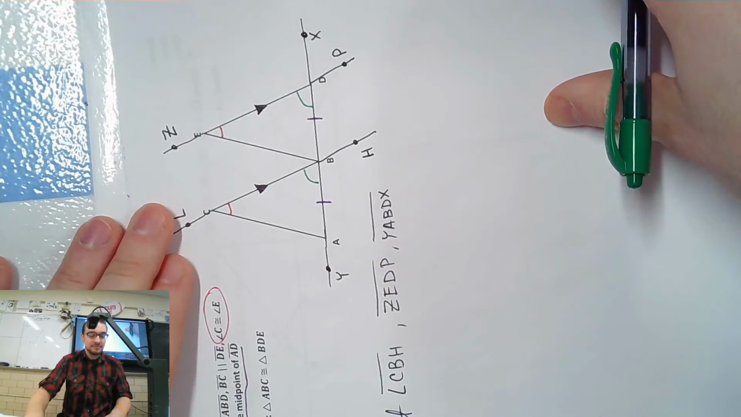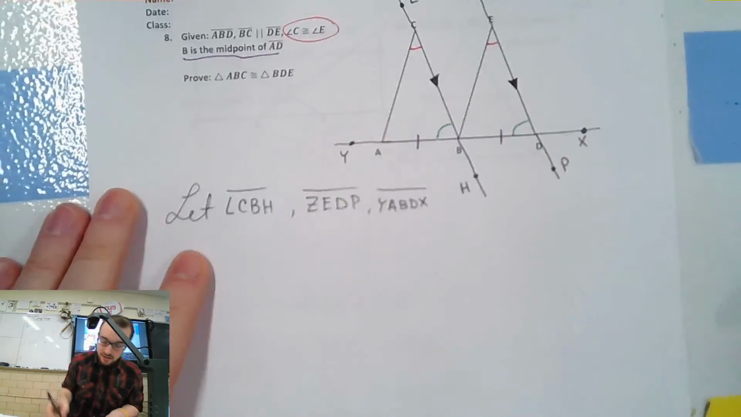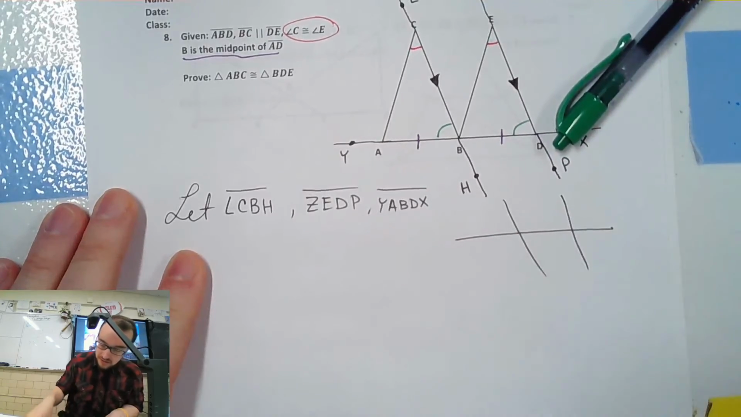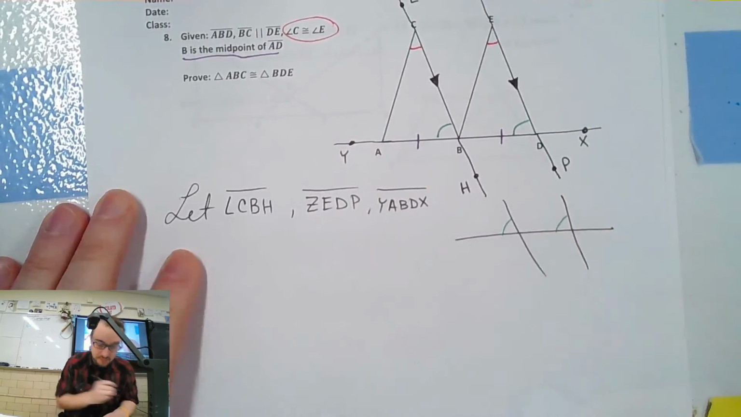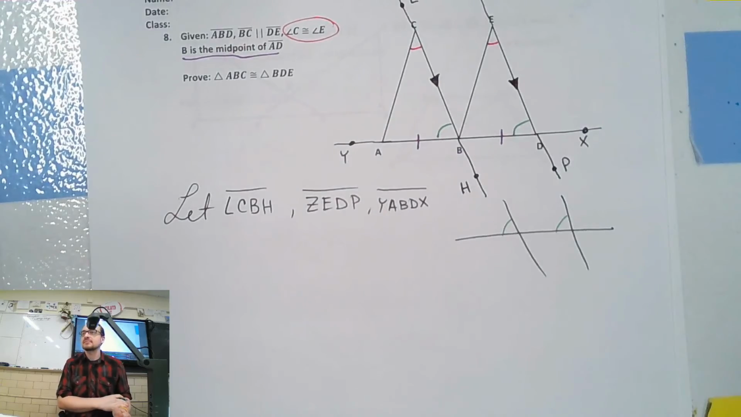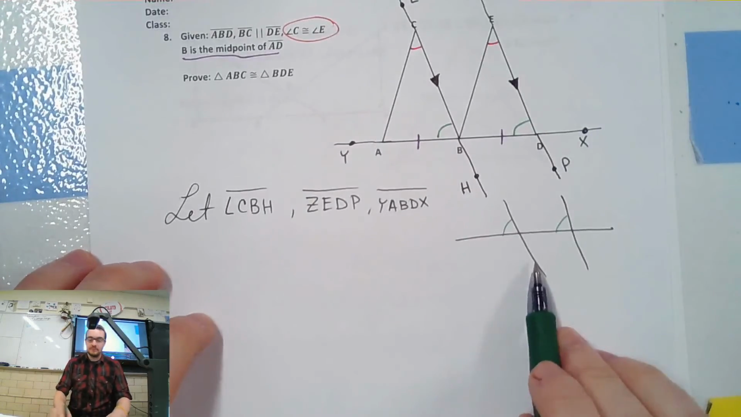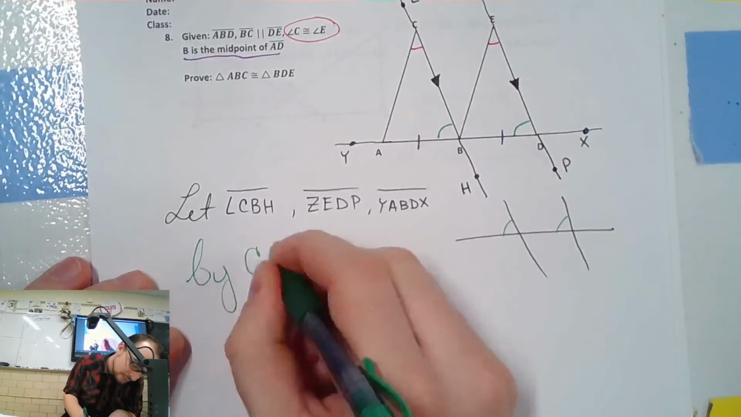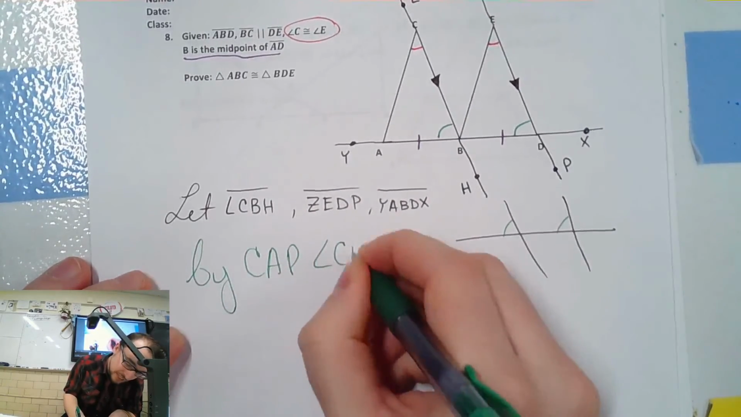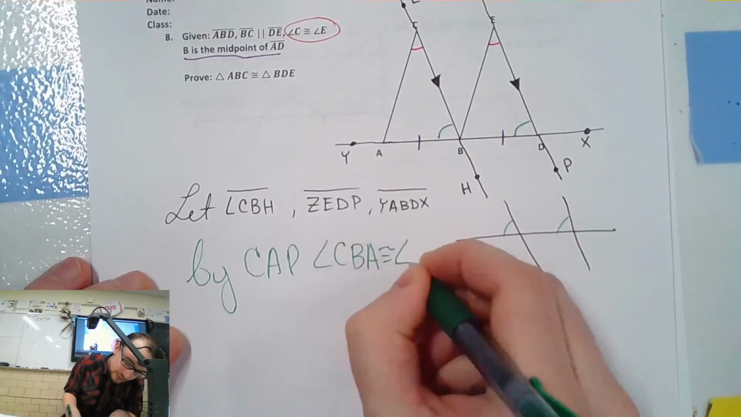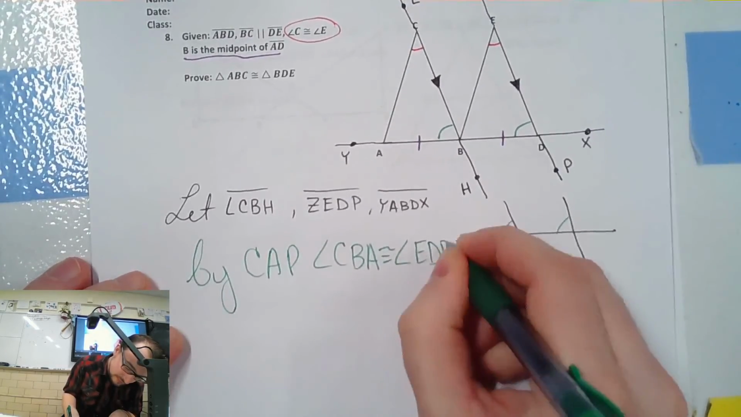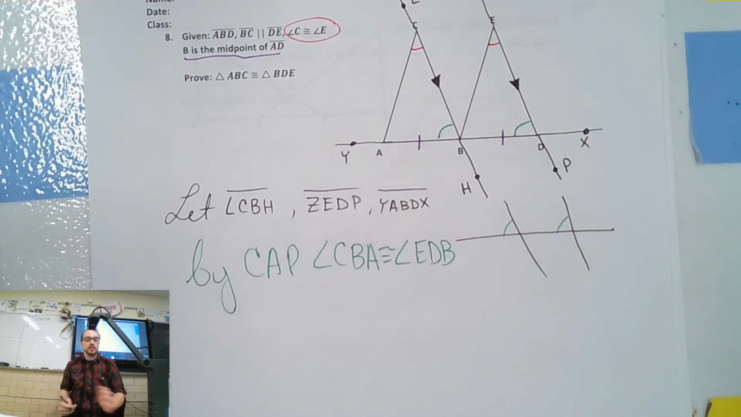If I draw it like this, I think you'd agree that these have to be the same, right? So then you can do side angle. If you need to, draw the stuff you're interested in and see if it's CAP. Then you do side angle. So by CAP, angle CBA is congruent to angle EDB. And then by angle side, the triangles are congruent.